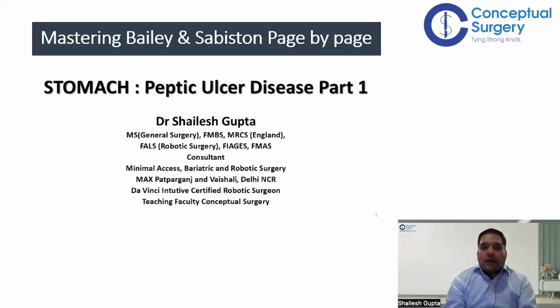So today, we're going to continue our stomach series in Mastering Bailey and Sabiston page by page. Here we are covering each paragraph page by page. We are going topic by topic. So today, I'm going to cover peptic ulcer disease part 1 in the stomach. Previously, we discussed the anatomy and physiology. This is the third part in which we are covering peptic ulcer disease, right?